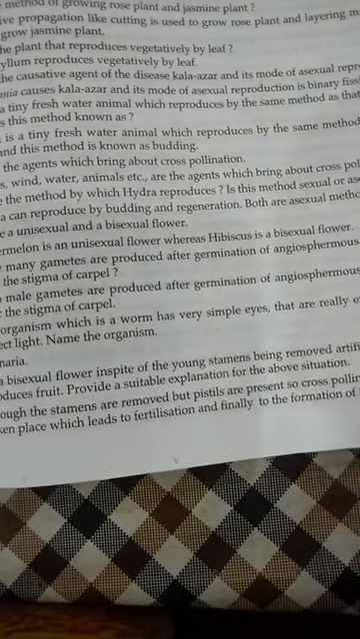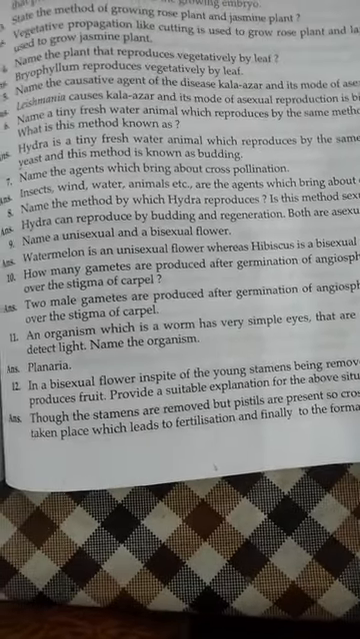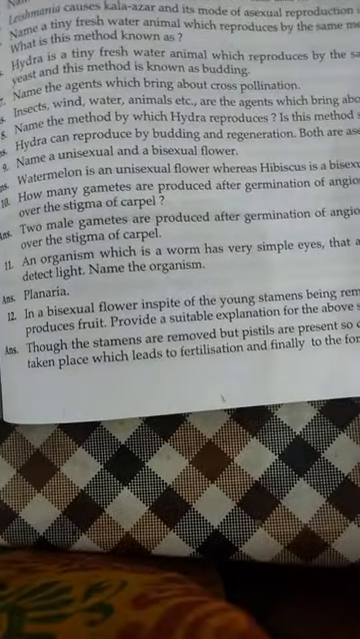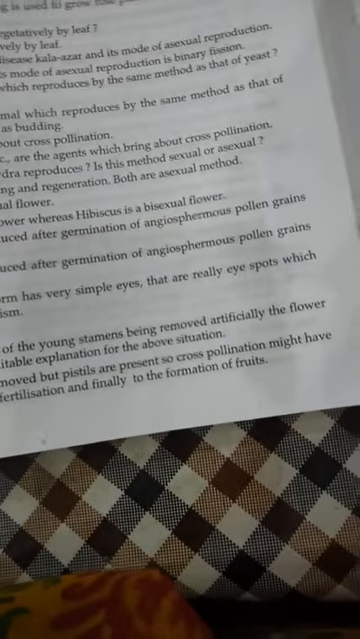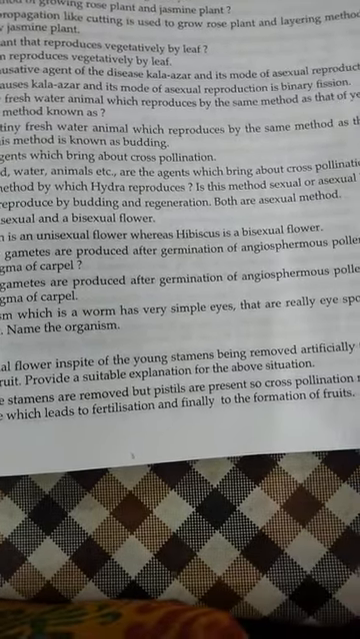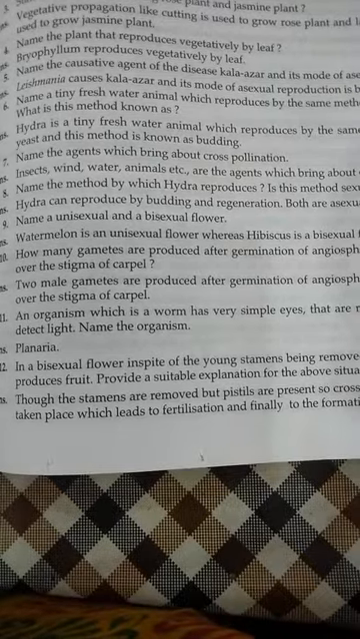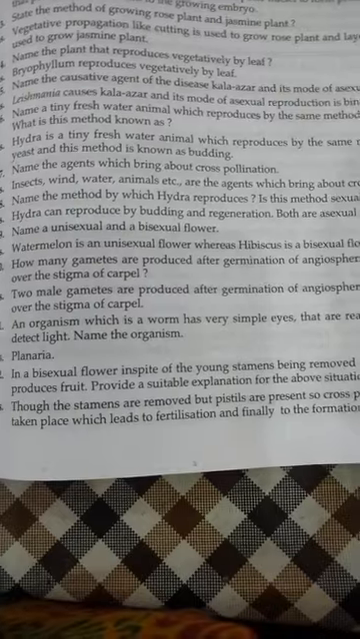Now, an organism which is a worm has very simple eyes that are really eye spots which detect light. Name the organism. Planaria. In a bisexual flower, in spite of the young stamens being removed artificially, the flower produces fruit. Provide a suitable explanation for the above situation. So, though the stamens are removed, the pistils are present, so cross-pollination might have taken place, which leads to fertilization and finally to the formation of fruits. So here we have discussed 12 questions.